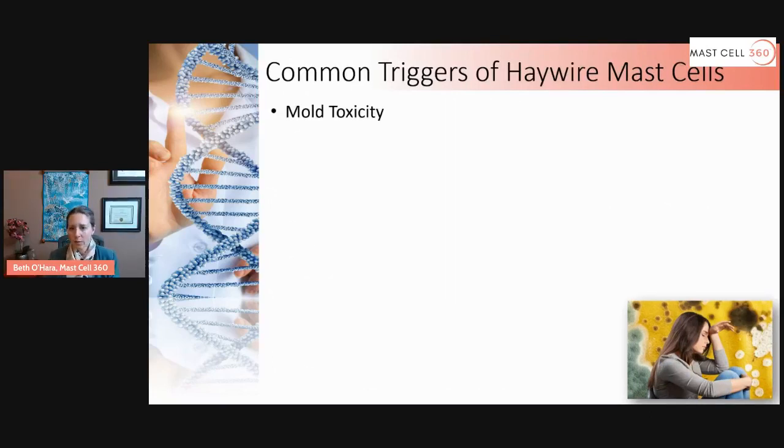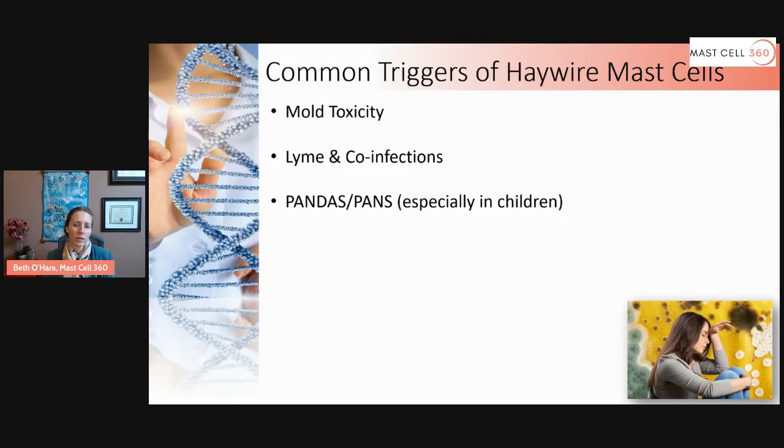So a few other triggers. Mold toxicity I talk about so often. It's a big trigger of the haywire mast cells. Lyme and co-infections being things like Bartonella, Babesia, and so on. PANDAS and PANS, and especially see that in children. And then traumas, and these can be even affecting you from early childhood.